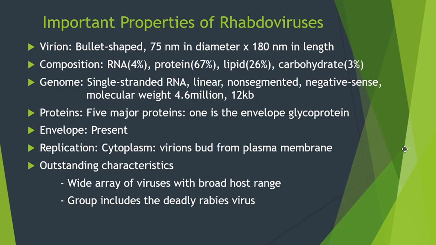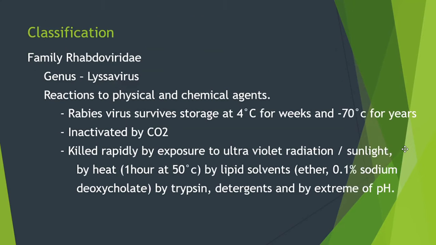Outstanding characteristics: a wide array of viruses with broad host range. The group includes the deadly rabies virus. Classification: family Rhabdoviridae, genus Lyssavirus. Reactions to physical and chemical agents. Rabies virus survives storage at 4 degrees centigrade for weeks and minus 70 centigrade for years.